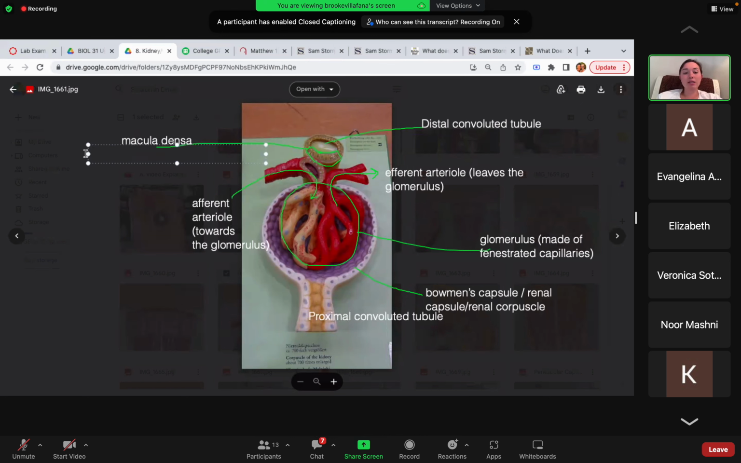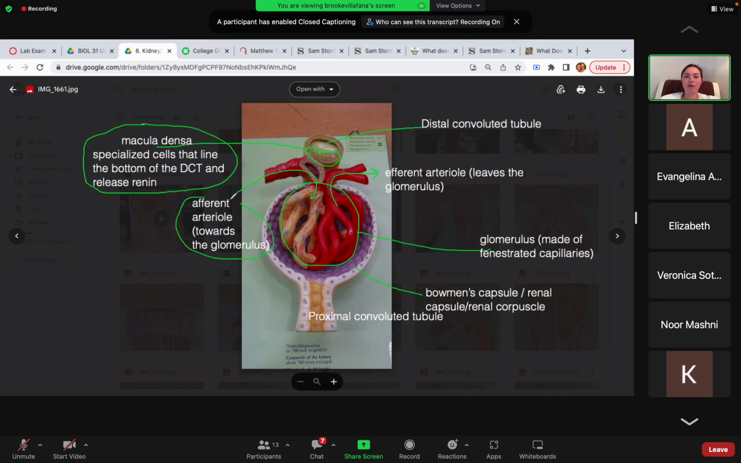So macula densa, these are the specialized cells that line the bottom of the distal convoluted tubule and release renin. Okay, so this is part of the renin angiotensin aldosterone system, which is very important that you guys learn. And together, we're going to talk about the renin angiotensin aldosterone system on Thursday morning.